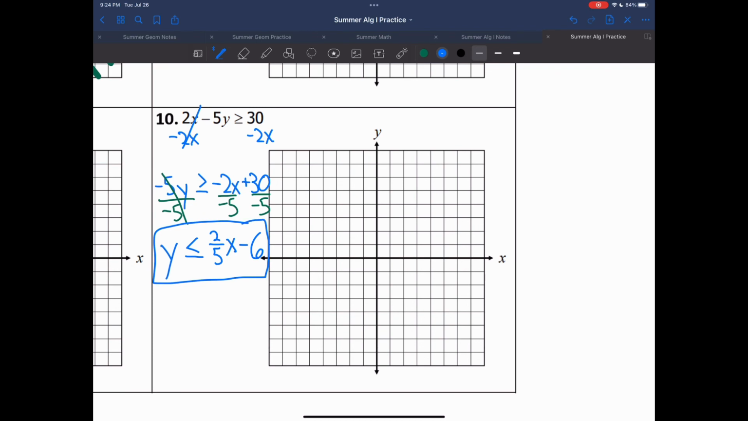Okay, let's go ahead and graph it. Let's graph our -6: 1, 2, 3, 4, 5, 6 right here. And we're going to go up 2/5. Up 2, over 1, 2, 3, 4, 5. And that's really all we can fit right here. This is going to be a solid line because we do have a solid line in our inequality symbol. Let's go ahead and draw that.